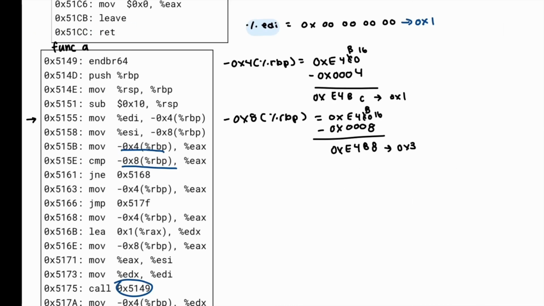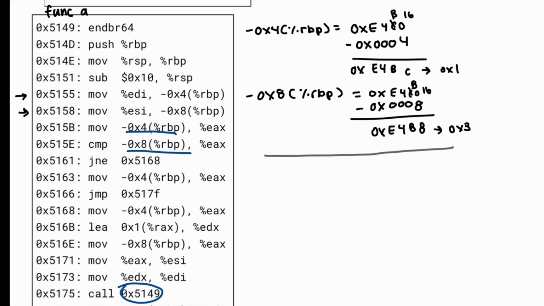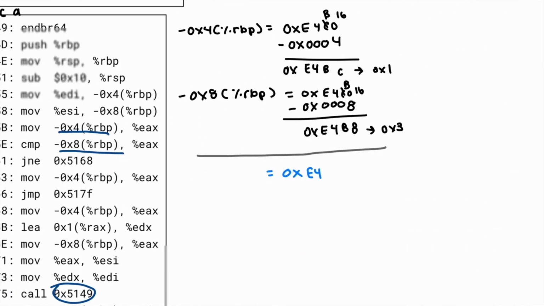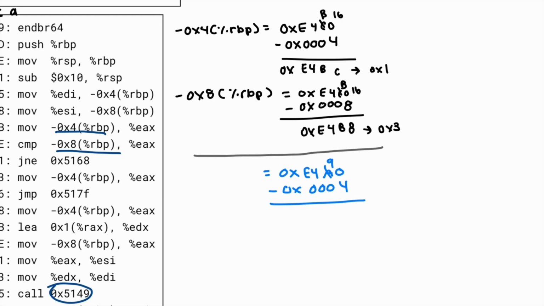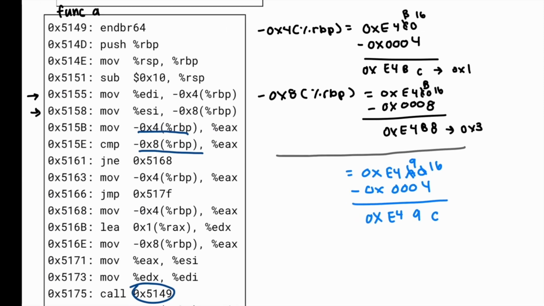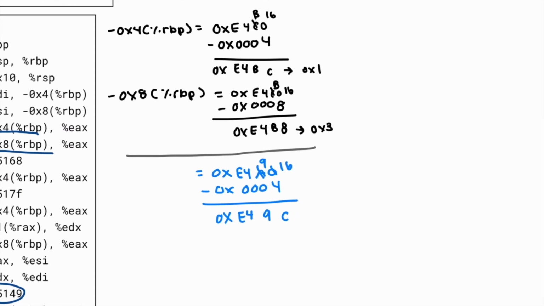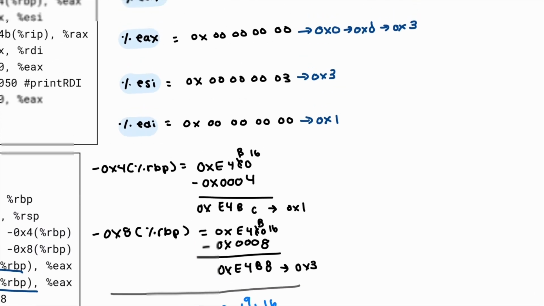Then we'll move EDI and ESI into our new local variables, minus 0x4 and minus 0x8 RBP. So now we have to recalculate them because our base pointer has changed. Our new RBP is at E4A0. And we're going to move EDI into this dereferenced address, so E49C.